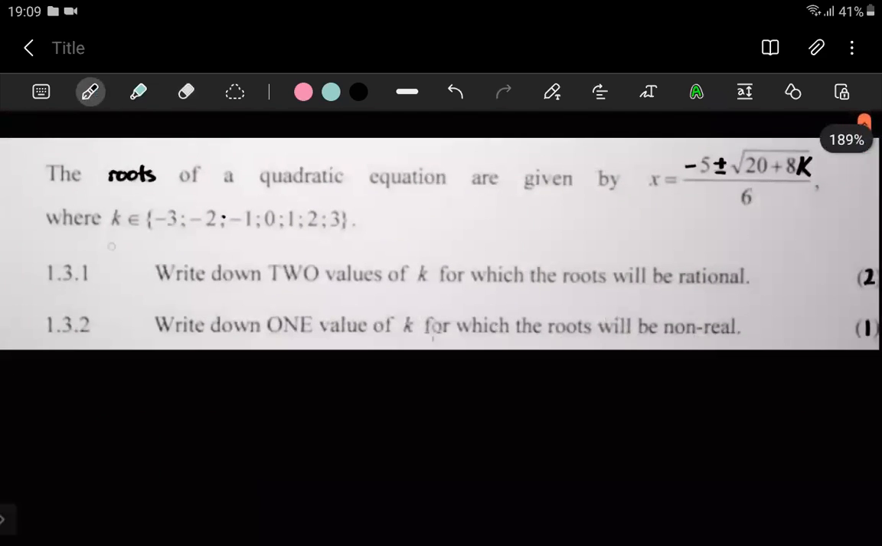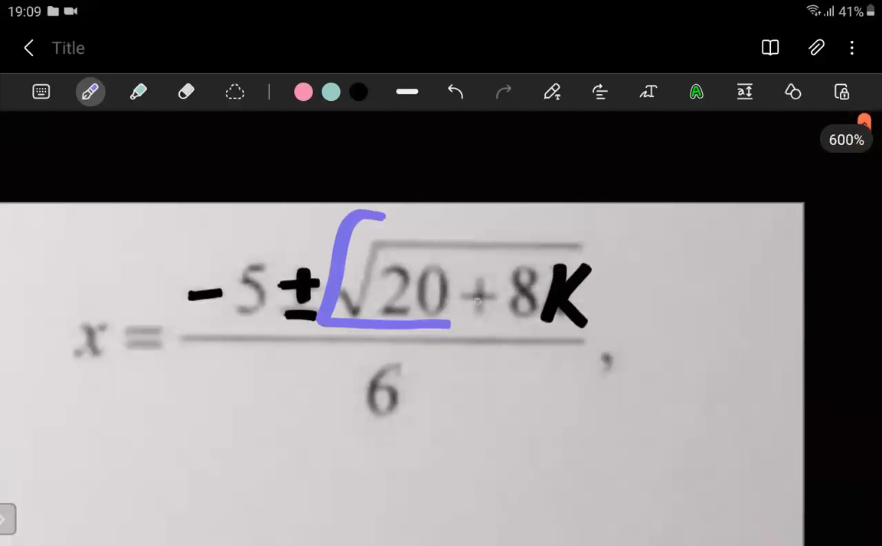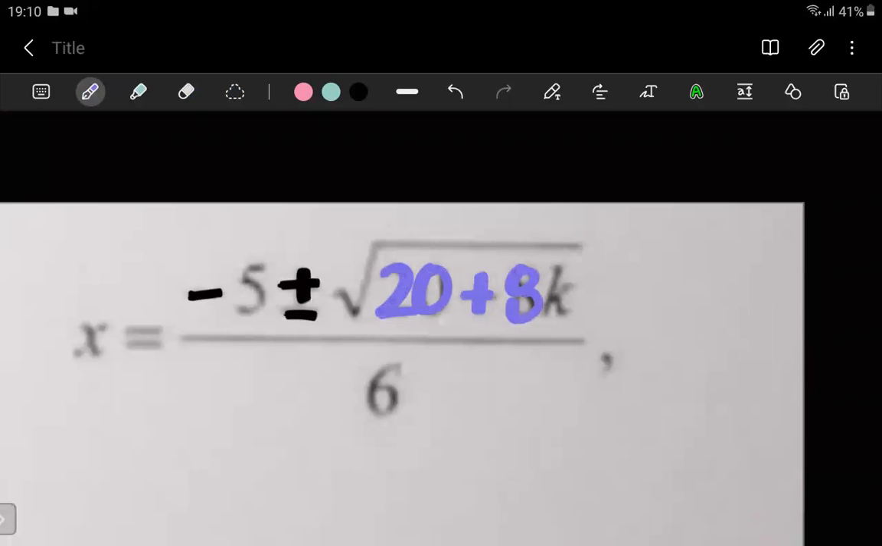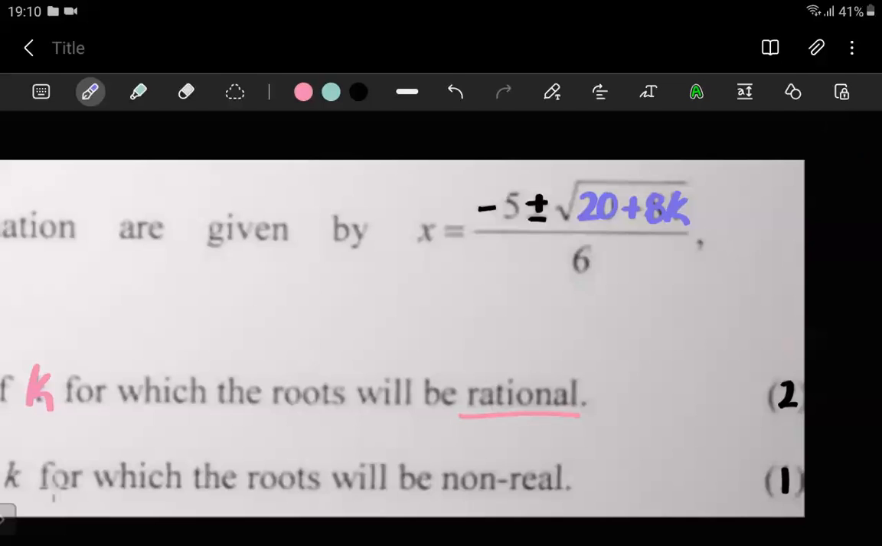So that being said, the first question, they said write down 2 values of k for which the roots will be rational. Whenever you're thinking of the nature of roots, you always want to consider the portion that's under the square root, because that is the part that has some power over the answers you get. The rest is a fixed number, but down here the number can change based on what k is.